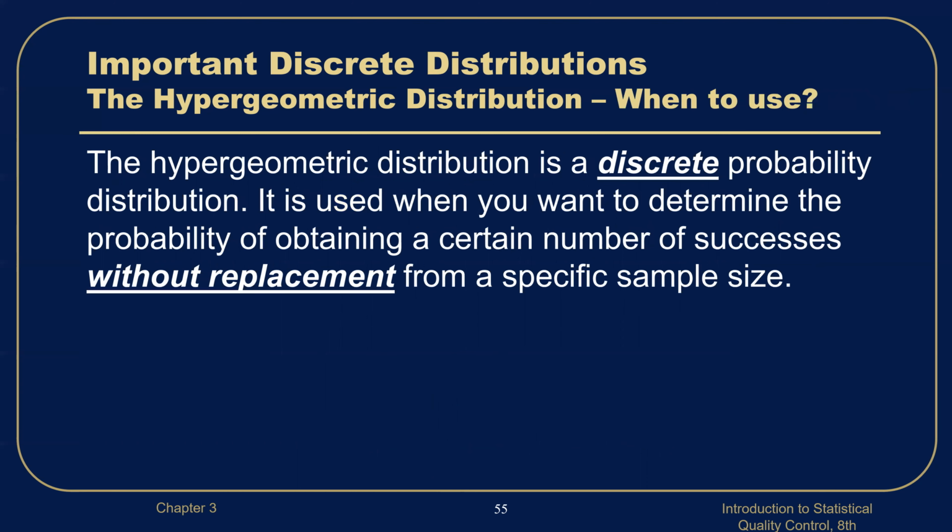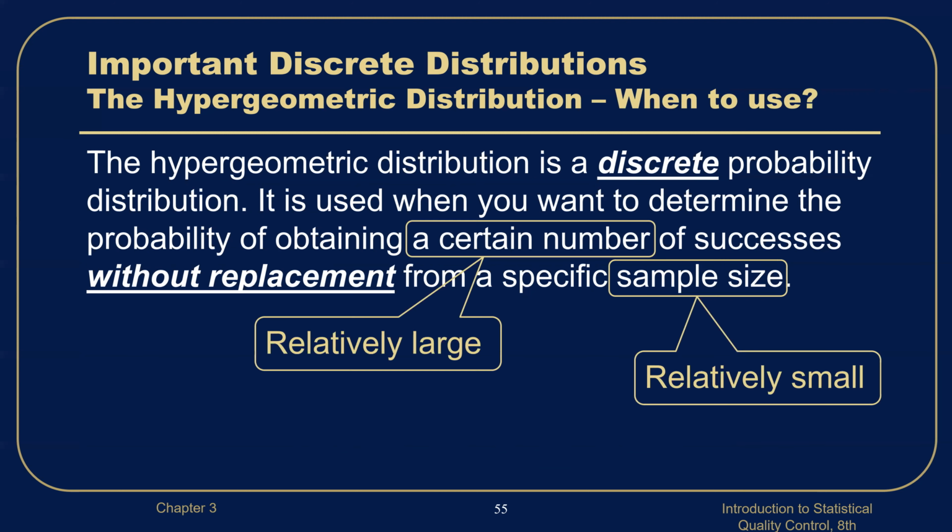So when should we use hypergeometric distribution? As a discrete distribution, it is used when we want to determine the probability of obtaining a certain number of successes without replacement from a specific sample size. The certain number is x. The specific sample size is lowercase n. Usually, when x is relatively large and lowercase n is relatively small, we tend to use hypergeometric distribution.